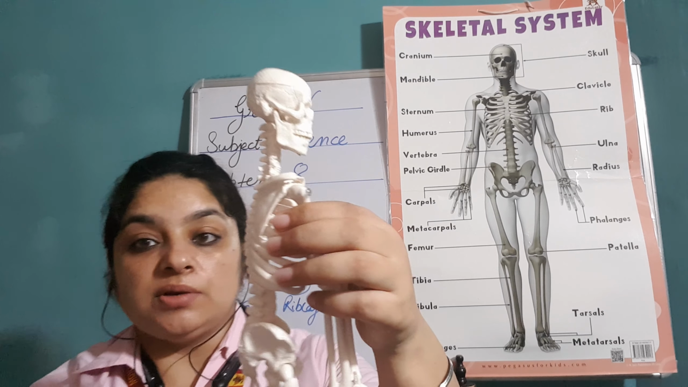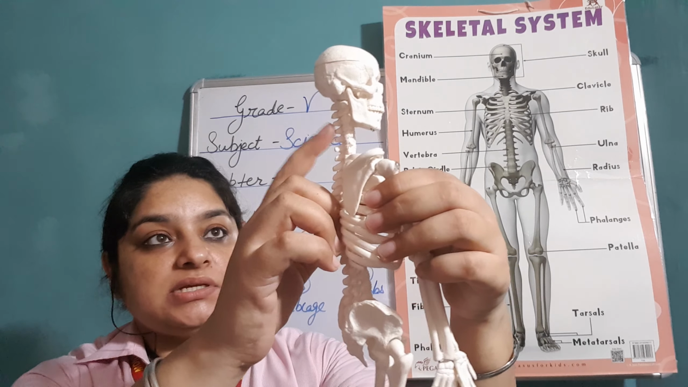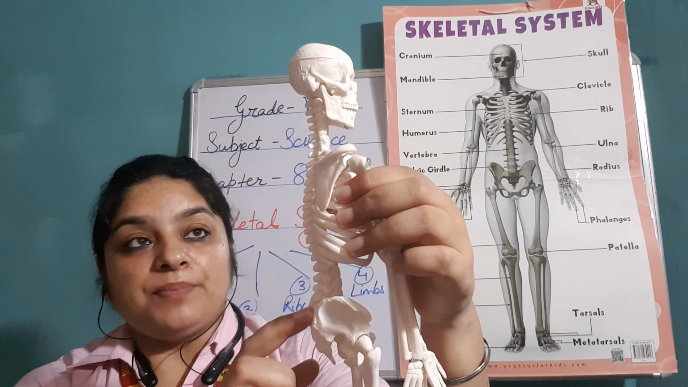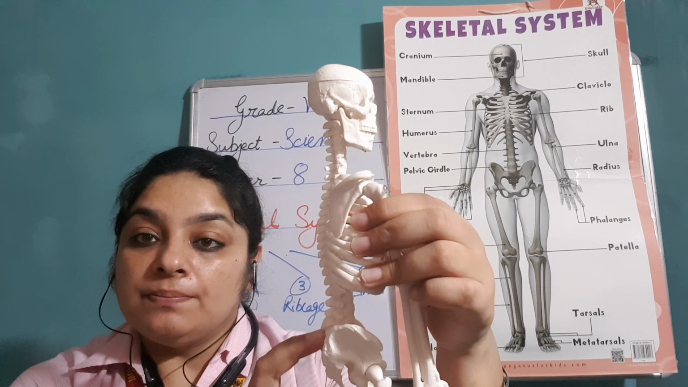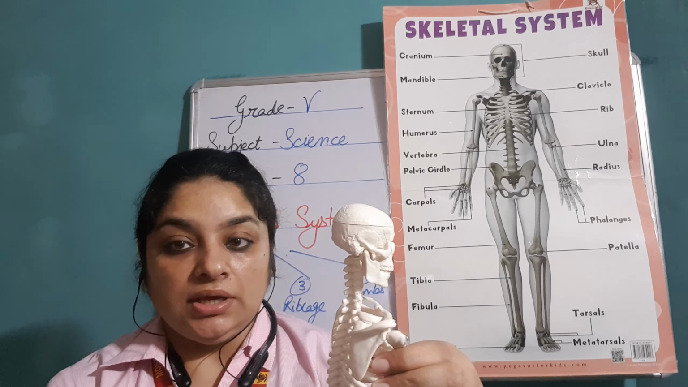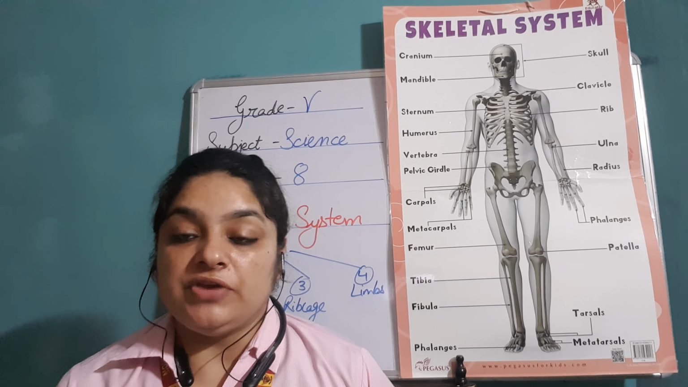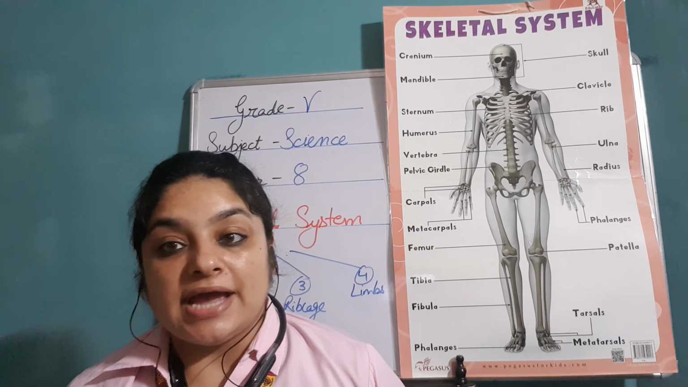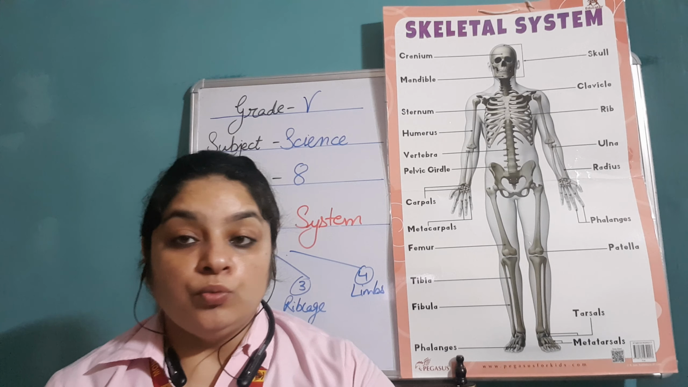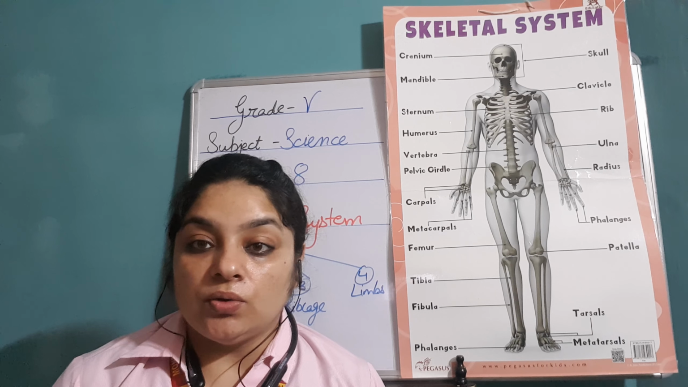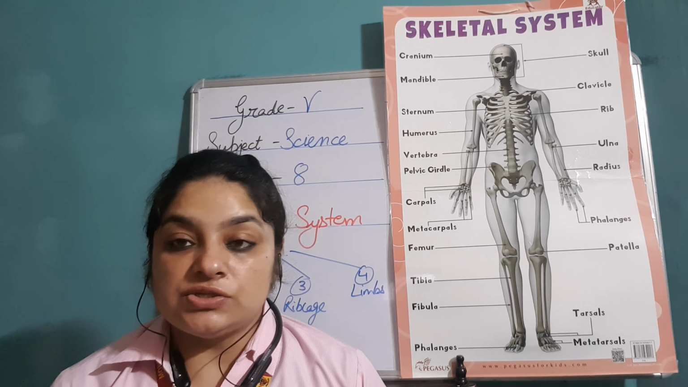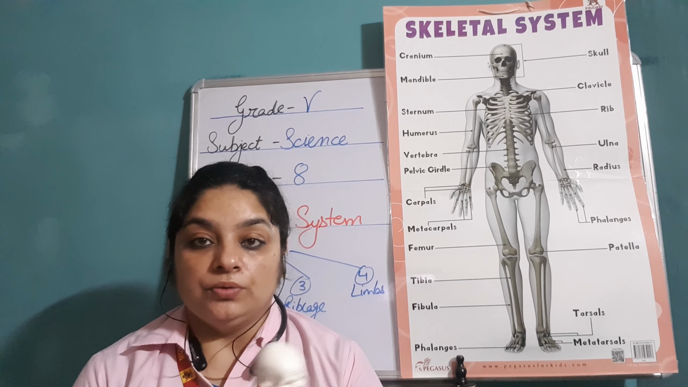Now you can look into the model. See these 33 small bones, you can see these all combine together and form the backbone. And because of this structure, backbone is very flexible. We can move our body in front, on the sides, at the back. It helps us in standing and movement. It helps us in sitting also, and it also protects the spinal cord. These all are the functions of the backbone.